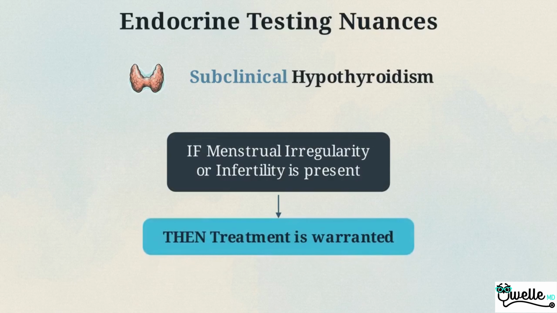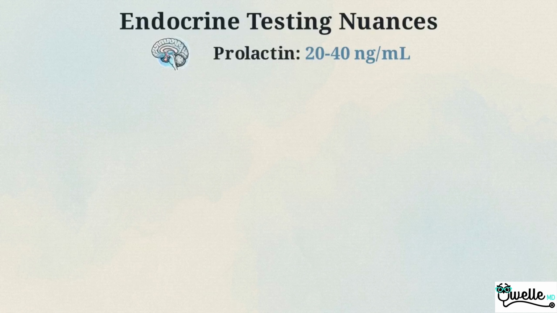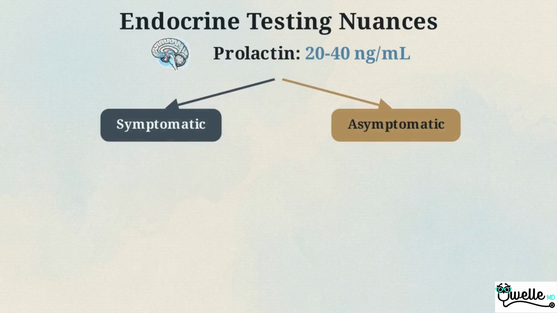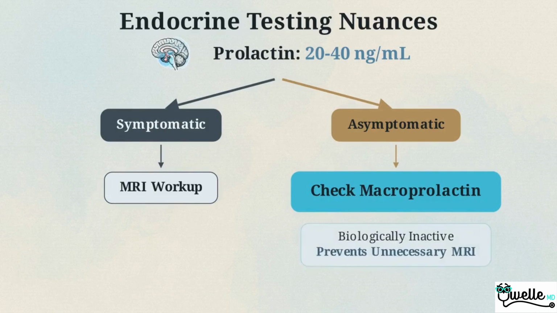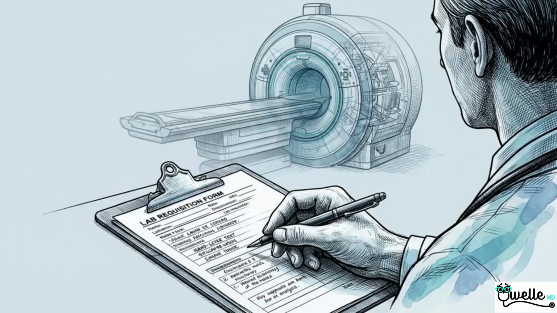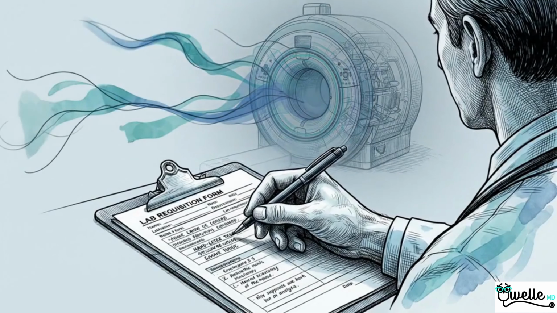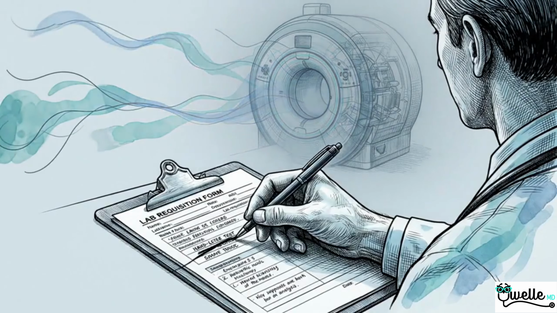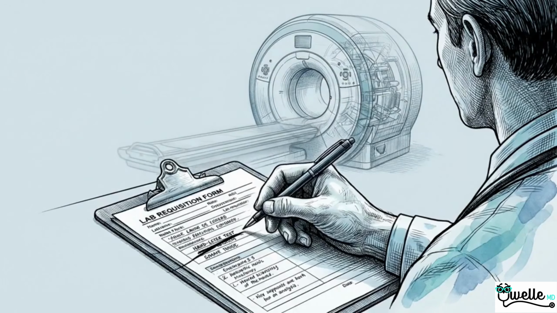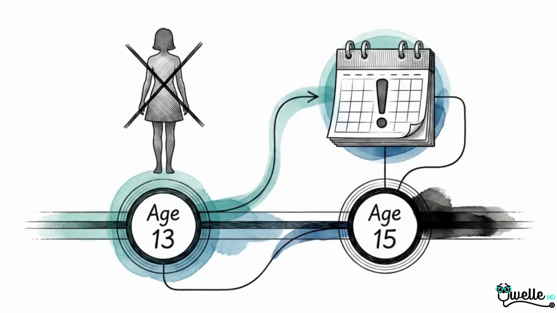Subclinical hypothyroidism requires treatment if the patient experiences menstrual irregularity. Prolactin: if levels are only mildly elevated, between 20 and 40 nanograms per milliliter, and the patient is asymptomatic, you must test for macroprolactin. Isolating the presence of biologically inactive macroprolactin confirms the diagnosis without subjecting the patient to an unnecessary and costly pituitary MRI.